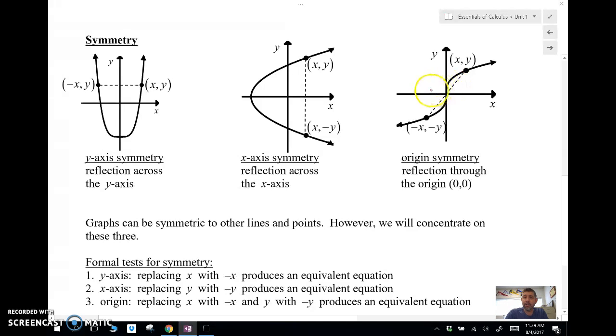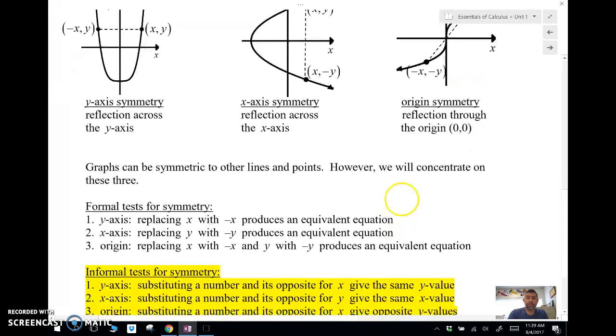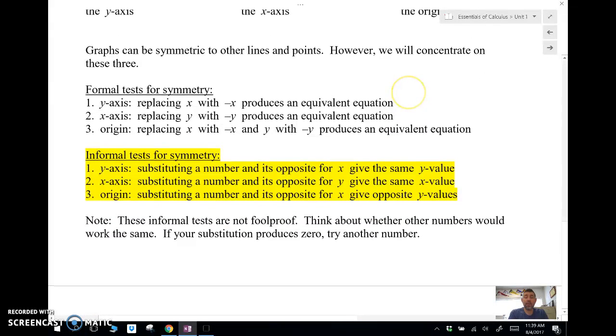kind of on the opposite side of the origin. Right, here's the origin. So we see them as being across from each other through the origin. Graphs can be symmetric to other lines and points, but we just look at these three because these are the three that come up most often.